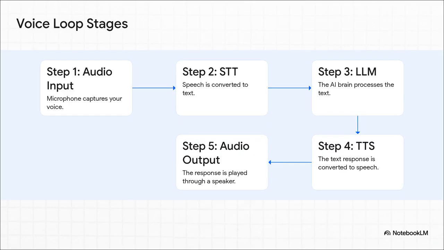So let's break that engine down into its 5 parts. First, the microphone grabs your voice. That audio then gets converted into text. That's called speech to text. Then, that text is sent to the AI's brain, the large language model, to figure out a response. The model's text response then gets turned back into audio via text to speech. And finally, it's played through the speaker. And the second it's done talking, the whole loop starts right back over again.